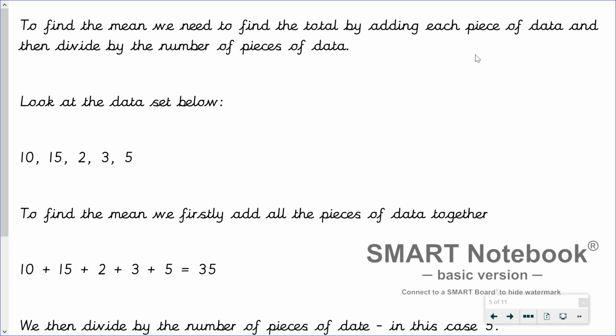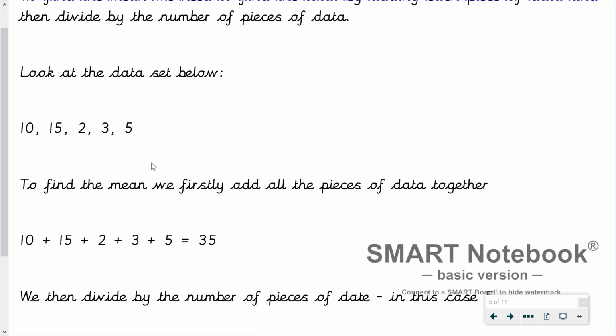So to find the mean, we need to find the total of our data. So total, remember, is another word that links us to our addition. So we find total by adding each piece of data, and then we divide by the number of pieces of data we have. I'm going to show you an example now, and we're going to go through how we'd find the mean. So here's a data set, 10, 15, 2, 3, and 5. Now we're going to find the middle, the average of that data set. So to find the mean, first thing we do is find the total. So we add all these together.